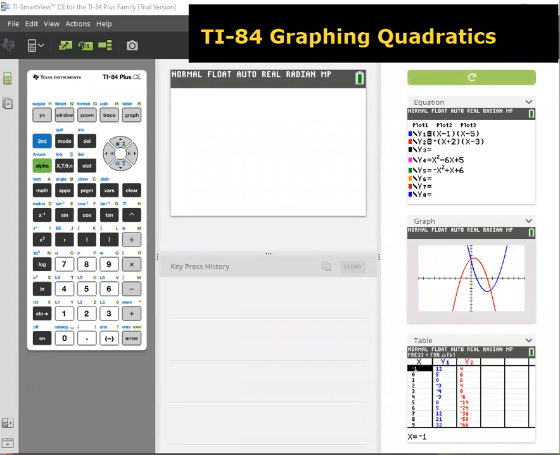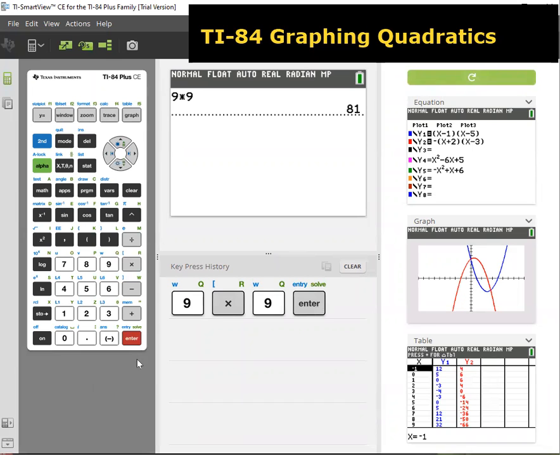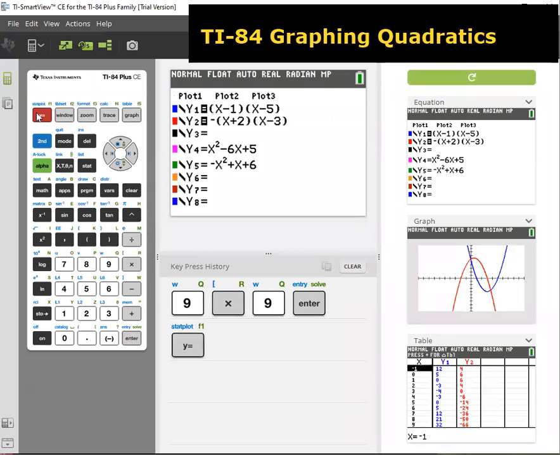Hello, this is another Texas Instruments 84 video on how to graph quadratics with your graphing calculator. Here I've turned the calculator on, and this is the Smart View calculator. To make sure the calculator works, I can enter a simple expression such as 9 times 9, and the calculator says 81. The calculator works, and today, since we're working with graphing again, click the Y equals button.